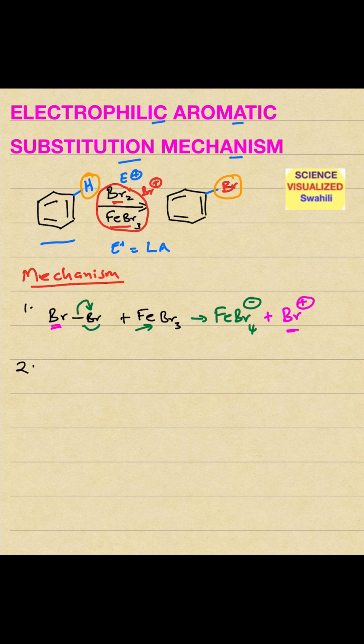Step number 2, we now use our aromatic compound. In this case, we have benzene. For the sake of this mechanism, I'm going to show the 2 hydrogens on this carbon. We know that all the carbons on this aromatic compound have hydrogen, but I'm just going to focus on those 2. And then react that with the bromonium ion generated from step number 1. And as you know, bromonium ion is a Lewis acid. That means it will accept an electron pair.